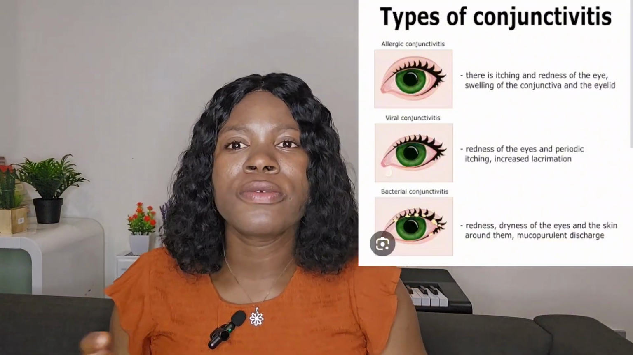So the first one is viral conjunctivitis. It's the most common type. It's so common and it's highly contagious. It's often caused by adenovirus. The symptoms of viral conjunctivitis include redness, itching, watery discharge, and sometimes a gritty sensation.